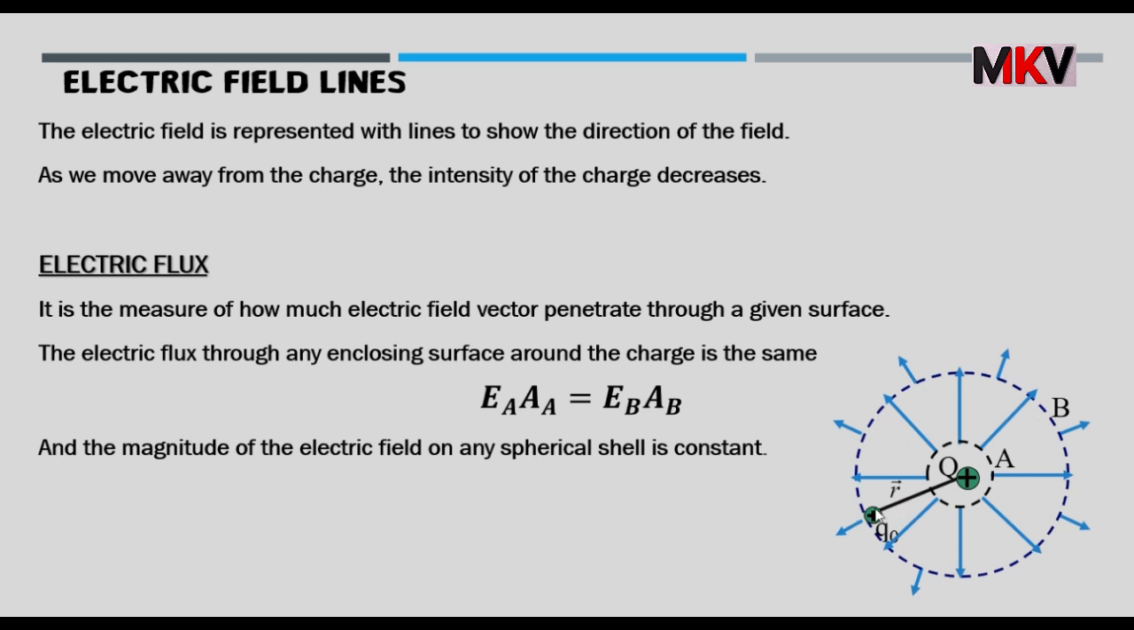And the magnitude of the electric field on a spherical shell is constant. That is, if the field lines coming from the charge are 10, and we have two surfaces enclosing the field lines, the magnitude of the field will not change, since it's the same field lines around which we've imagined two spherical surfaces. So we are supposed to take key note of that.